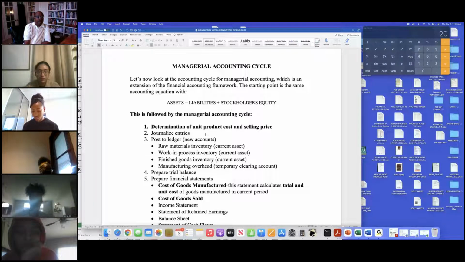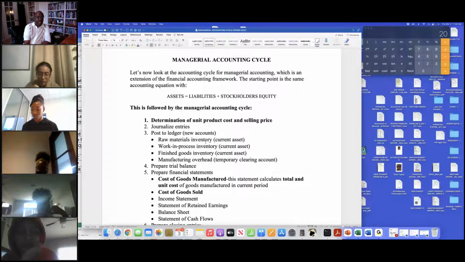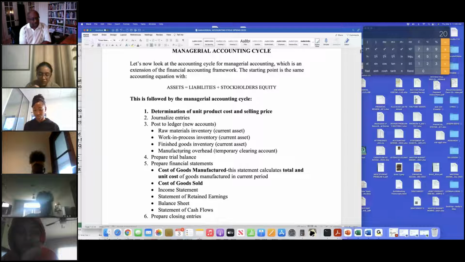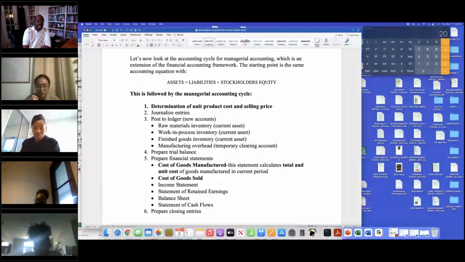We have some new accounts: raw materials inventory, work in process inventory, finished goods inventory, and the manufacturing overhead account. We have to prepare a trial balance. We have to prepare financial statements. We have two new statements: the cost of goods manufactured and the cost of goods sold, along with the income statement, statement of retained earnings, balance sheet, and statement of cash flow, and the closing entries.